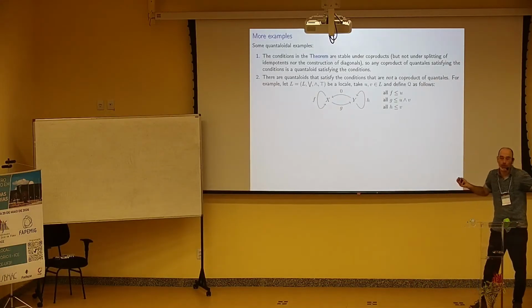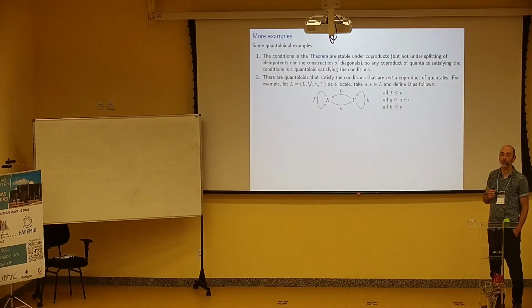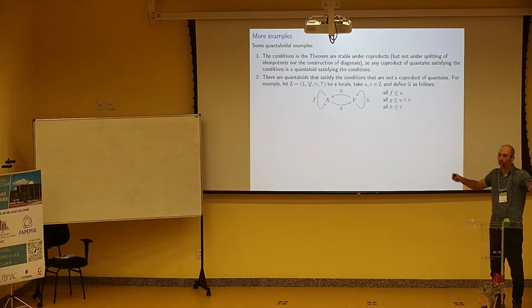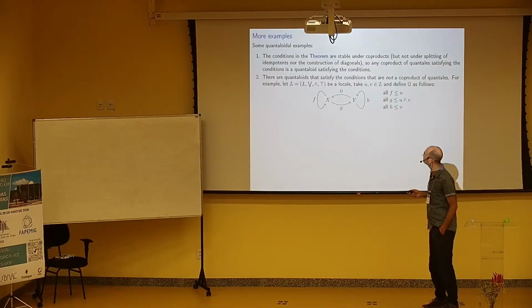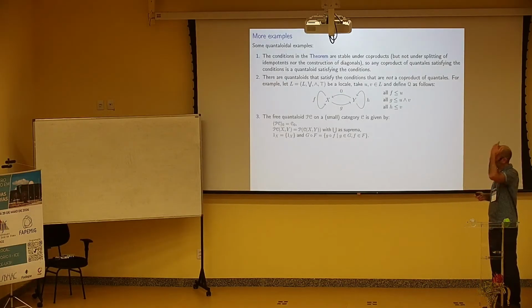It's a quantaloid in which composition is the intersection in the locale, is the inf, and it satisfies the condition. And it's not a coproduct. Okay, so you can produce these funny little things. And here's actually the example that sort of initiated this question with Yunche, Yu.